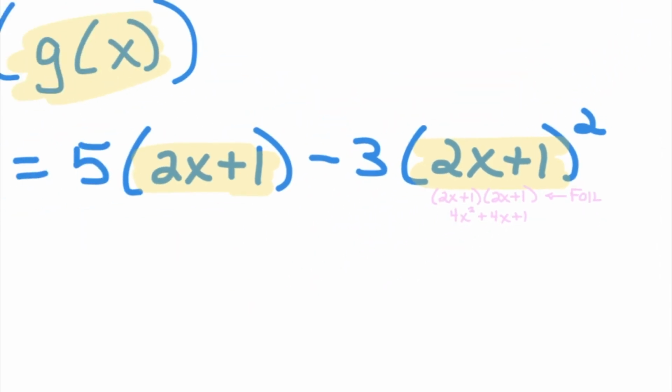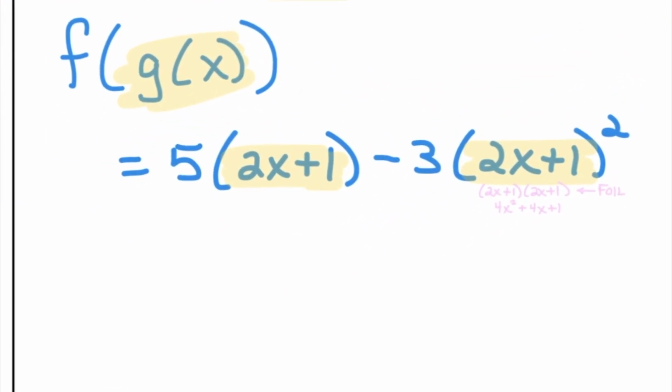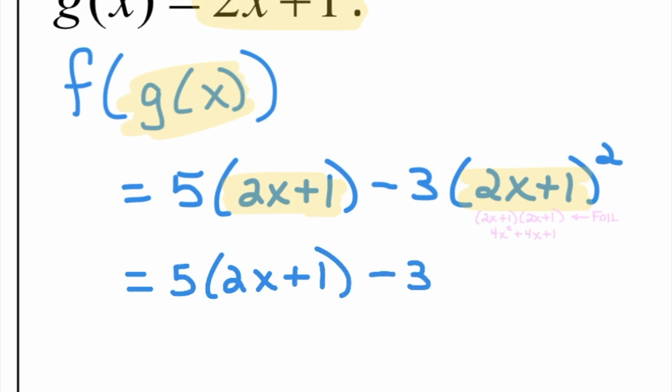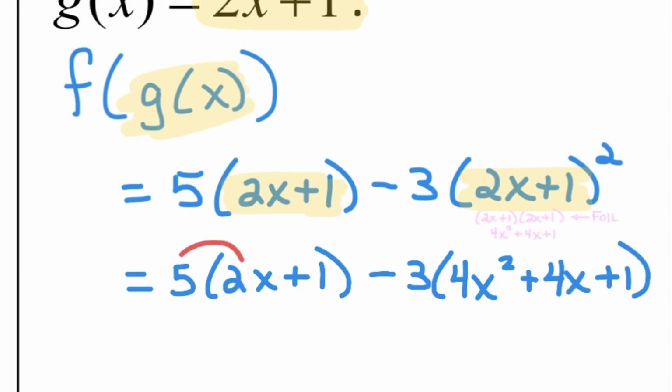And then I'm going to replace that parentheses with the 4x squared plus 4x plus 1 and not have the exponent up there. So this whole thing becomes 5 times 2x plus 1 minus 3 times 4x squared plus 4x plus 1. And then I'm going to distribute both the 5 and the minus 3 in the same step.